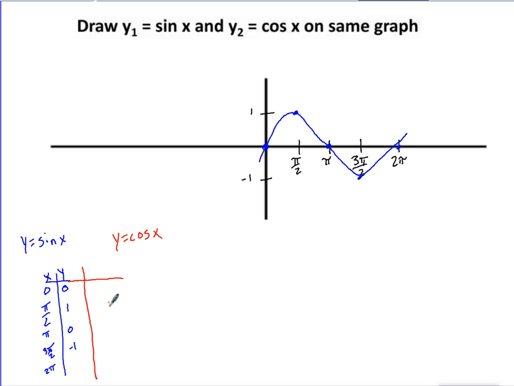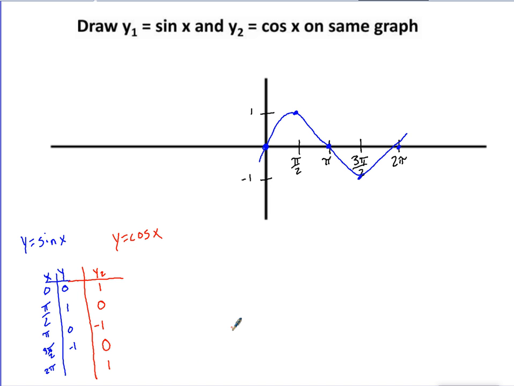So we plug in these x values. Cosine of 0. If you look on your unit circle, the cosine of 0 is 1. If I plug in pi over 2, the cosine of pi over 2 is 0. If I plug in pi, cosine of pi is negative 1. If I plug in 3 pi over 2, cosine of 3 pi over 2 is 0. And if I plug in 2 pi, cosine of 2 pi is 1.